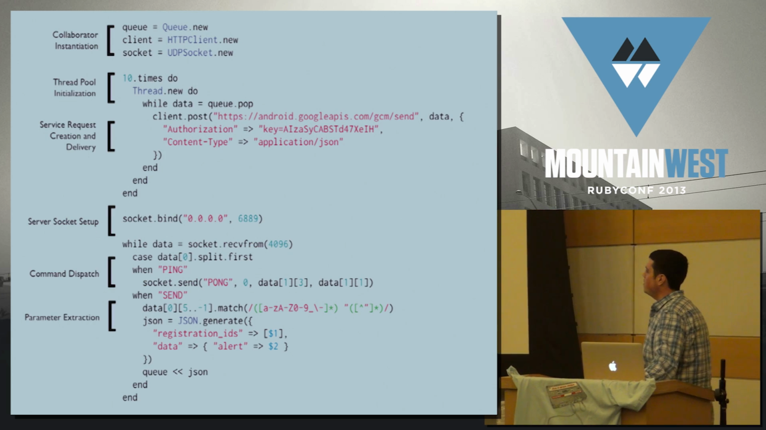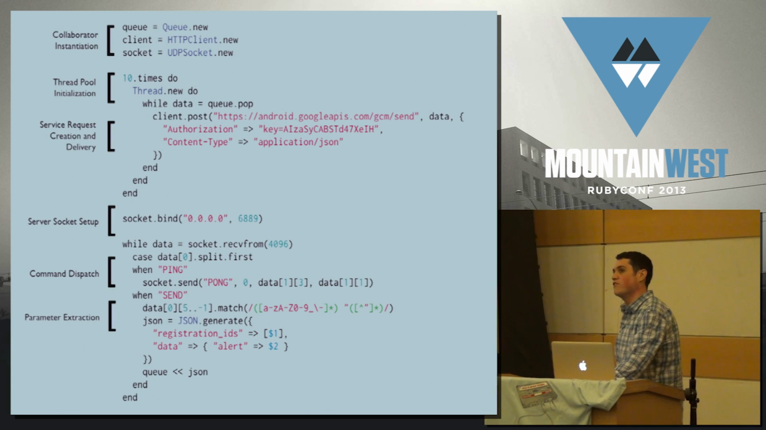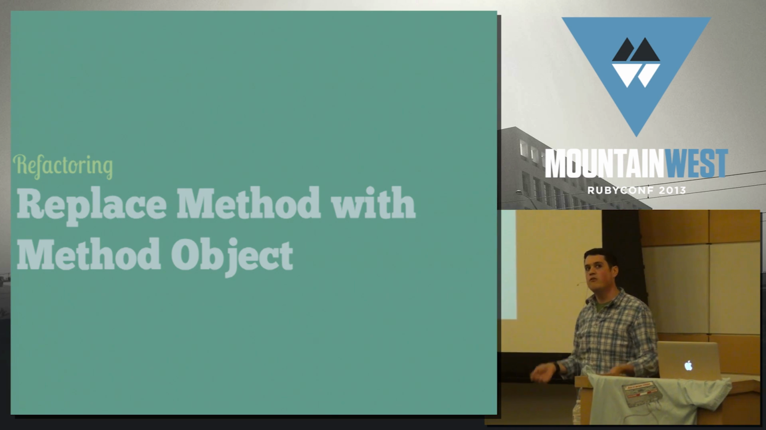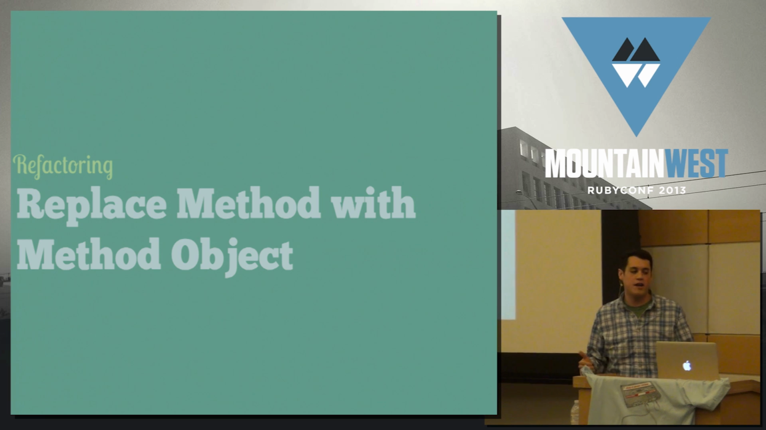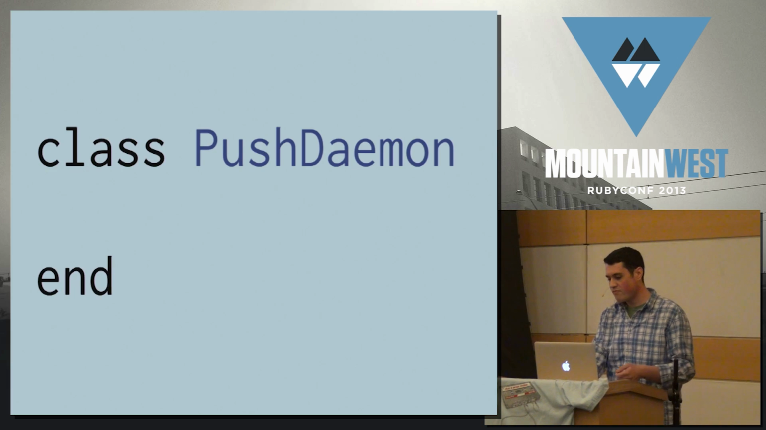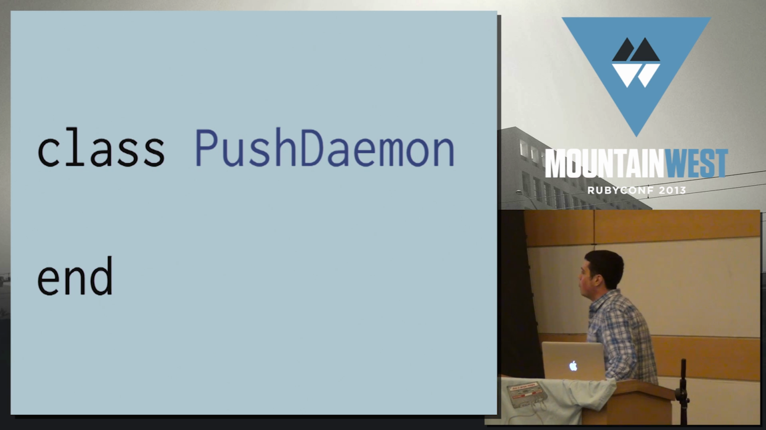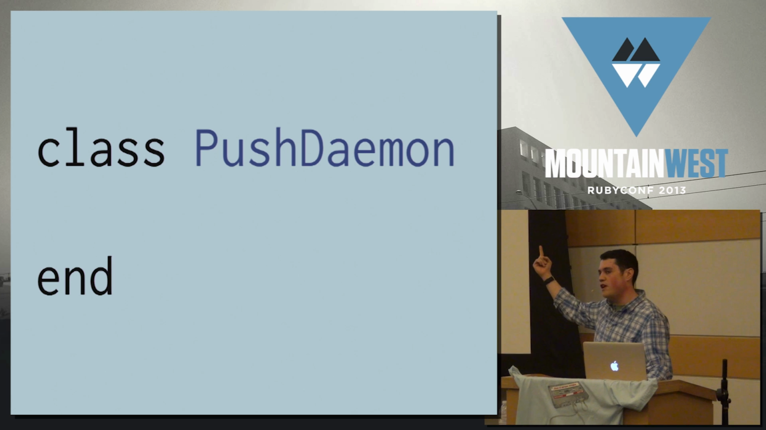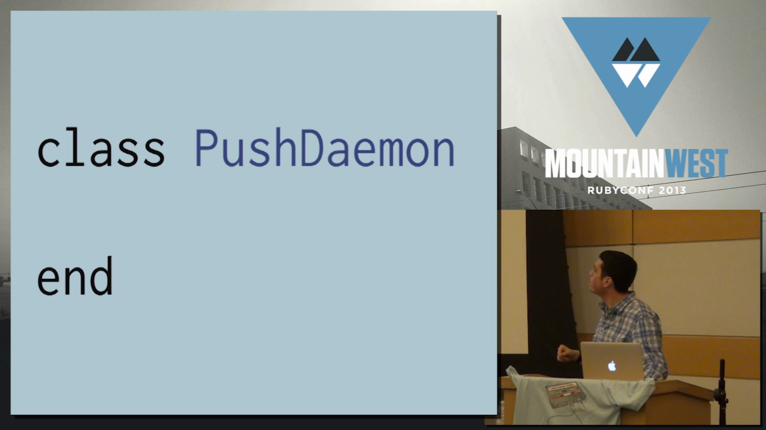So to begin organizing this, we're going to need to break it down into smaller pieces. And our first move is going to be to replace this method with a method object. We're just going to wrap this amorphous script body in a method so we can give it some shape. So because we only have one object in our system, we'll just use the same name as we saw in our diagram, and create a class called pushDaemon.